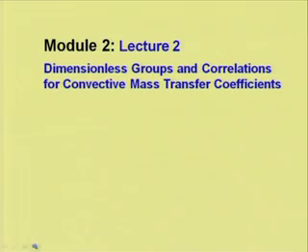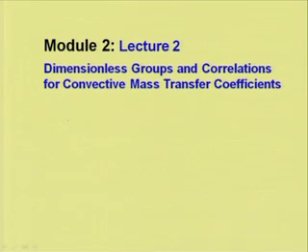In this lecture, we will consider two topics. One is dimensionless groups and the correlations for convective mass transfer coefficients. The dimensionless groups are generally important for simplicity, to represent the mass transfer coefficient and other variables or physicochemical properties of the system. Like in heat transfer, heat flux can be correlated with the heat transfer coefficient and the temperature gradient. This heat transfer coefficient, which is h, can be related with the Nusselt number, Nu.